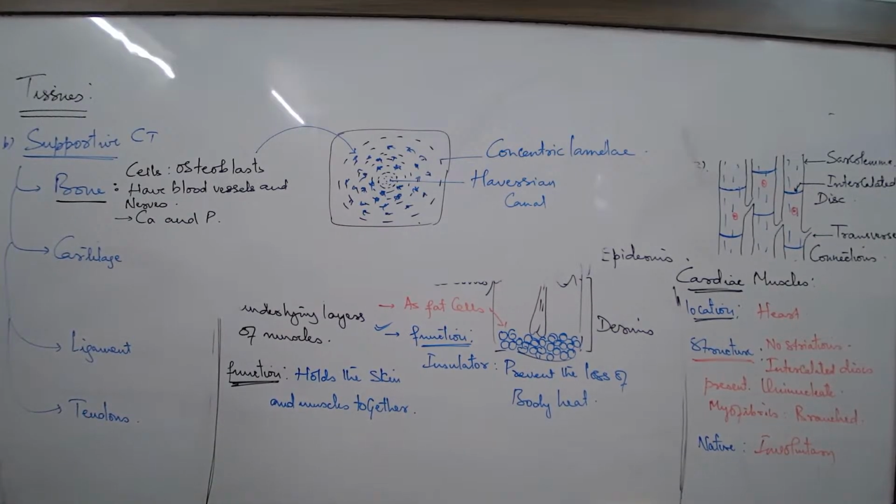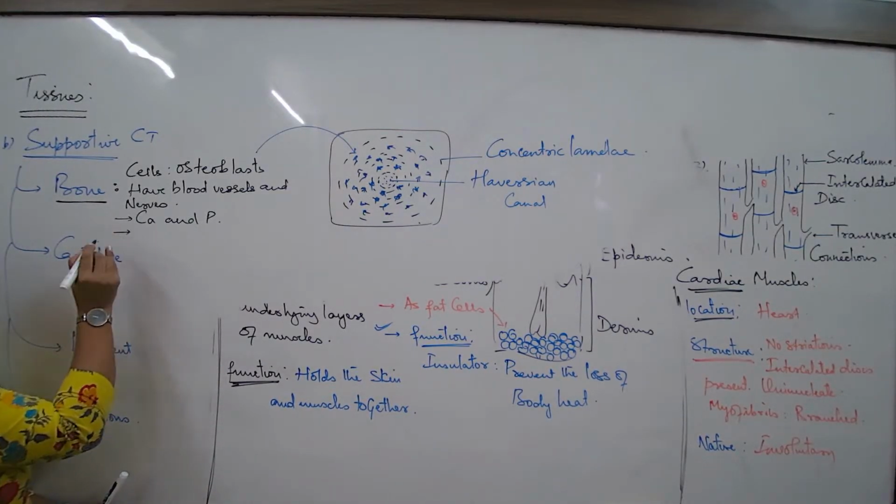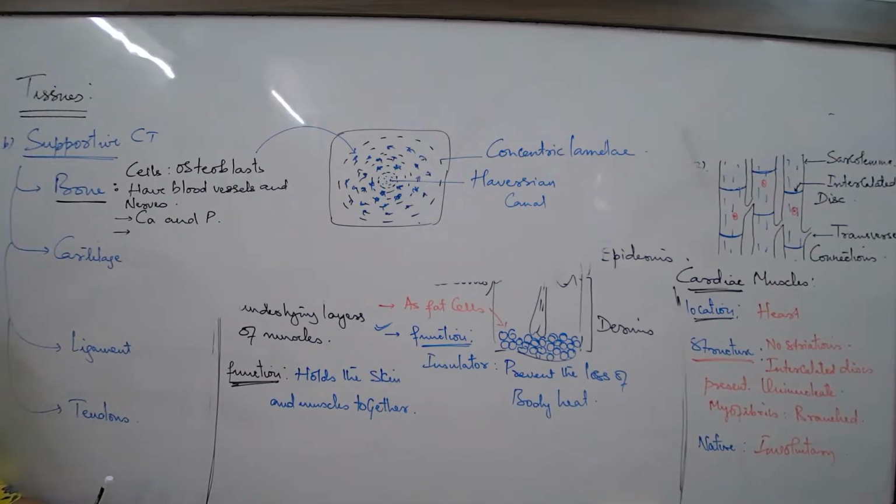What is the other function? Can I say bones also provide protection? Yes or no? Can you tell me two parts of the body where bones provide protection? The rib cage provides protection to the heart. What else? Lungs also, and the skull provides protection to the brain. So when we are talking about the functions of the bone, here we are understanding some of the features, what it is made up of.